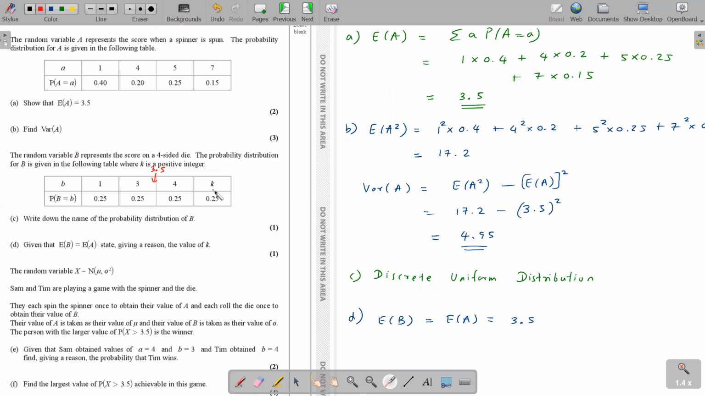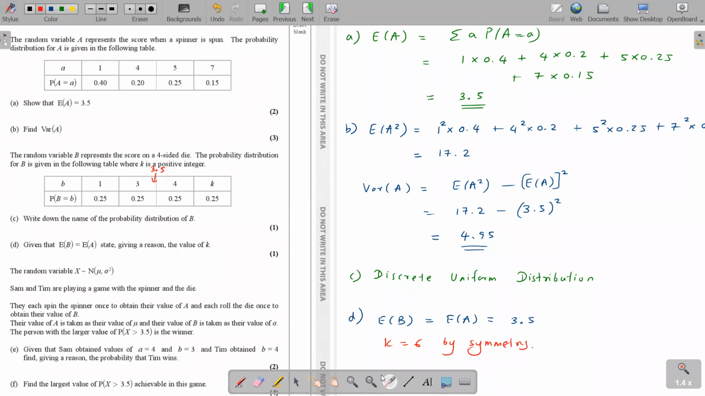Should it be 7? So from 3 to 1, you have a gap of 2, right? 1, 2, 3. So there's a gap of 2. Thereby from 4 to K also there should be a gap of 2. Thereby K should directly be what? K should be 6. Okay, so you can say K equals 6 by what? By symmetry. It's because of the symmetry.